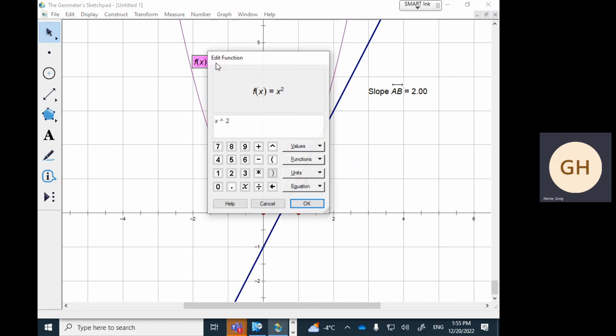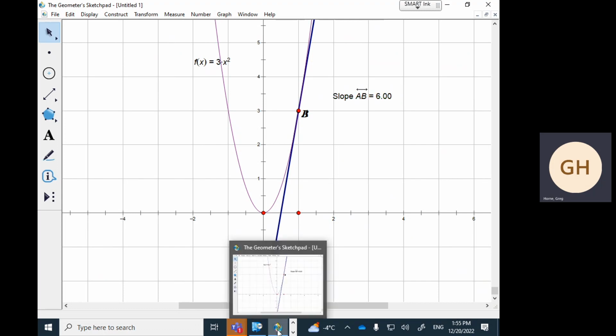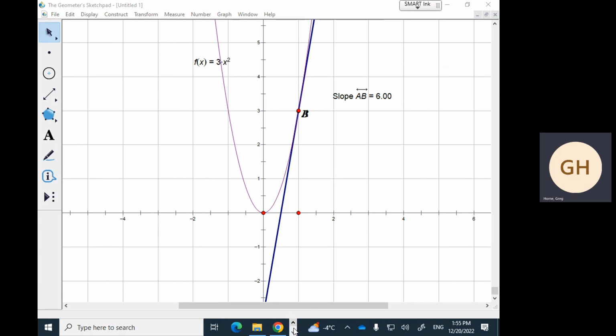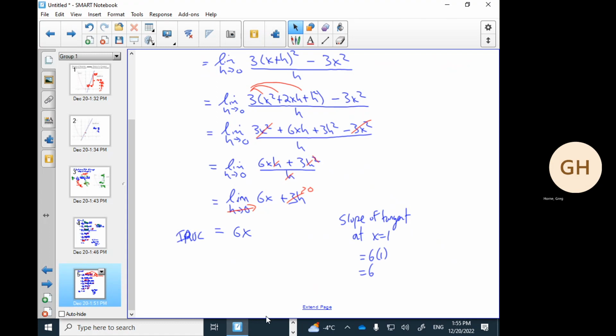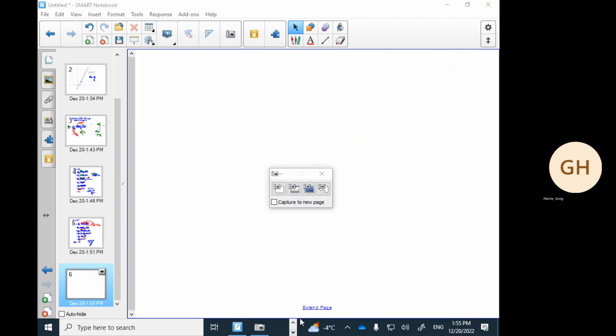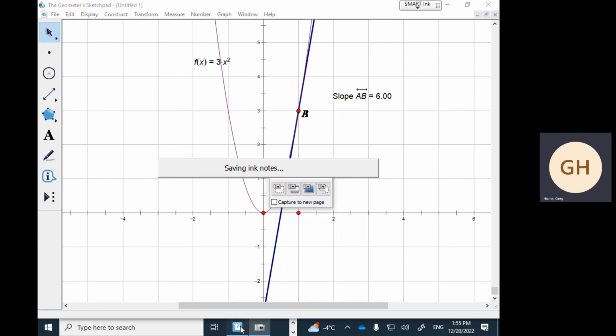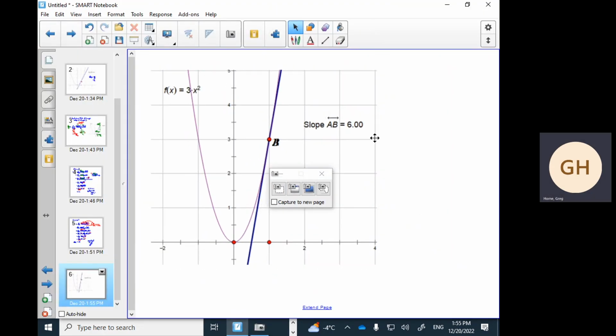Okay, so let's just change this thing to be 3x squared, and boom, there it is. There's our 6 that it calculates for us just based on calculating numbers, right? No fancy first principles or anything like that. Let's grab a picture of that to confirm it. So many things open here. And that's just basically saying, yay, it worked, right?